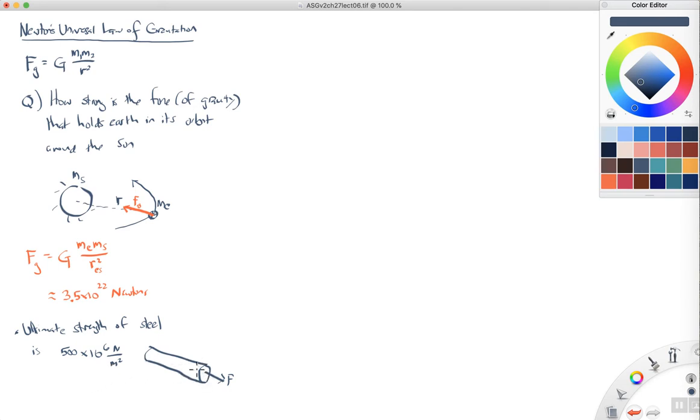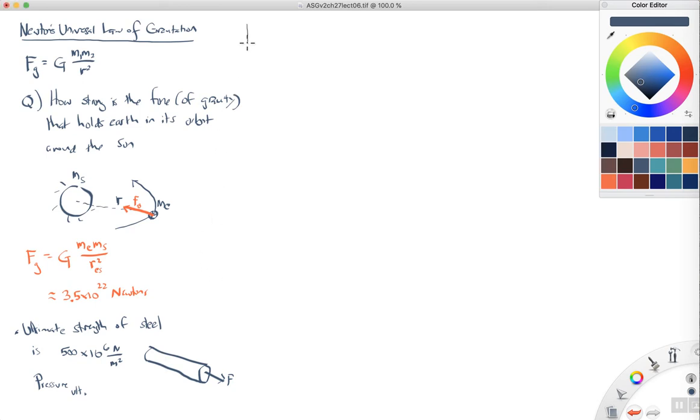Okay, so if this was a 1 square meter cross section, it would take 500 million newtons to break that steel rod. If it was 2 square meters, then it would take 1,000 million, or 1 billion newtons to break it. Notice the ultimate strength is in newtons per square meter, which has units of pressure. So this is also sometimes called the ultimate pressure: how much pressure you need to apply to steel in order to snap it.